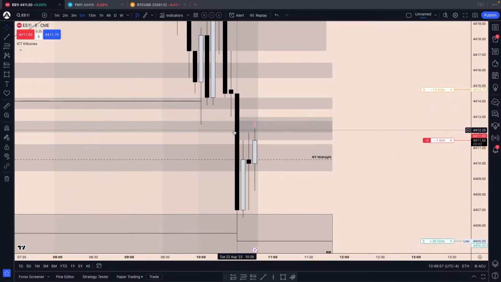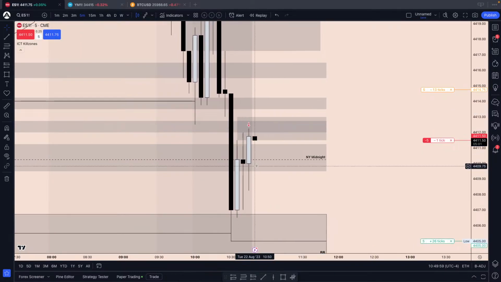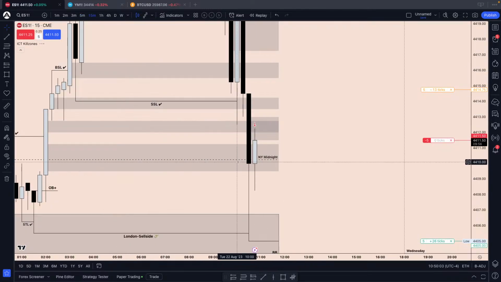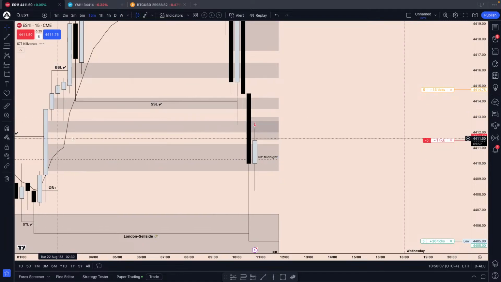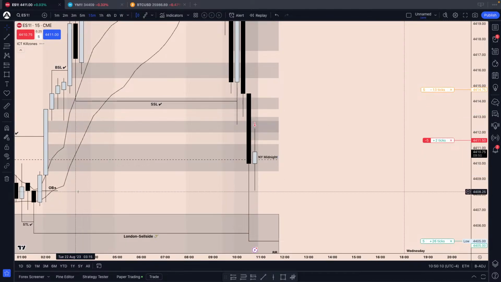And right now this is just the continuation idea. We didn't close back below that midnight level. Let me check that 15. We closed below it on the 15. Remember that we also have a big 15-minute inversion. No, it's not an inversion just yet, actually. Bullish fair value gap. We didn't close below it.